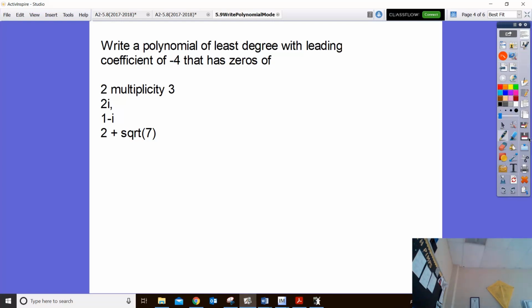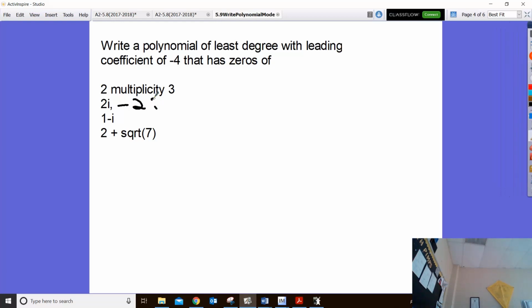Before I even start writing anything, I have a 0 at 2i. What else do I know? I know there's 0 at -2i. The weird ones happen in pairs. It's been talked about. You change the sign on what's weird to get the other guy. I have 1 plus i as well. I have 2 plus the square root of 7. That's square root, not square. Square root of 7. What's the other one? 2 minus. 2 minus square root of 7.